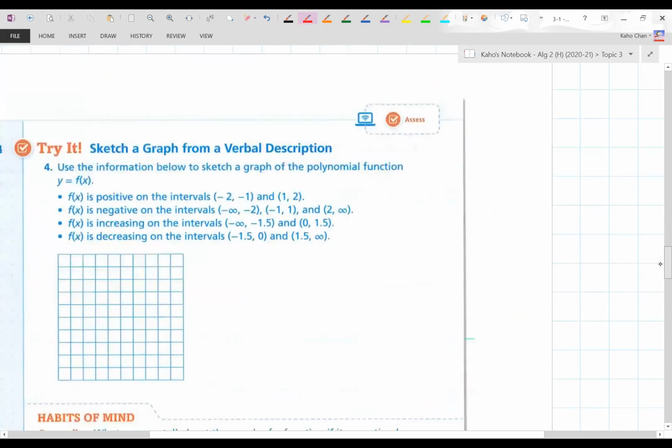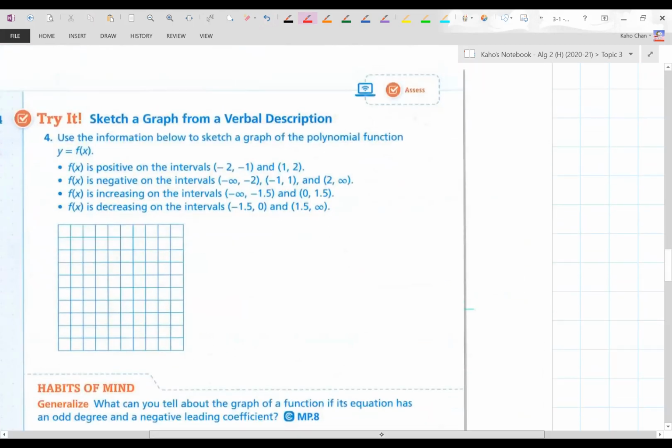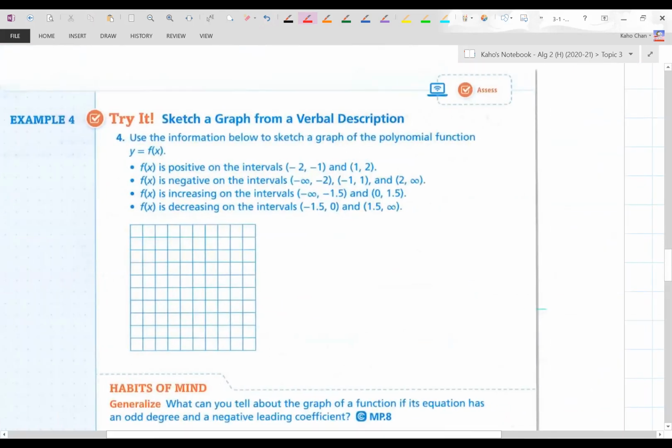All right. Number 4 is kind of interesting. Let's put on our detective hats. They're giving us some clues here. Let's go and draw in some axes. We're coming up with a polynomial function based off of clues given to us. Granted, we won't see this every day in our lives, but this is kind of interesting. We're going to sketch a graph from a verbal description. Number 4, use the information below to sketch a graph of the polynomial function y equals f of x.